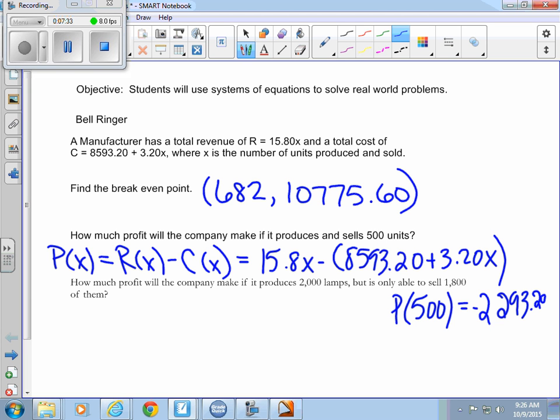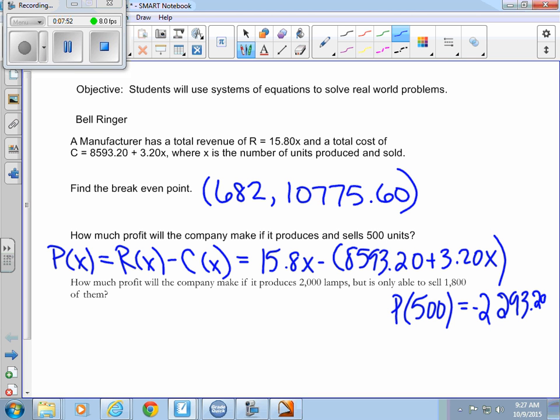That's not good. Why is that not good? It's negative. So if I'm only selling 500 units, I'm not selling enough to be profitable. Does that make sense? So this company, if they're only going to sell 500 units, they're going to go under, because that's not enough to be profitable.